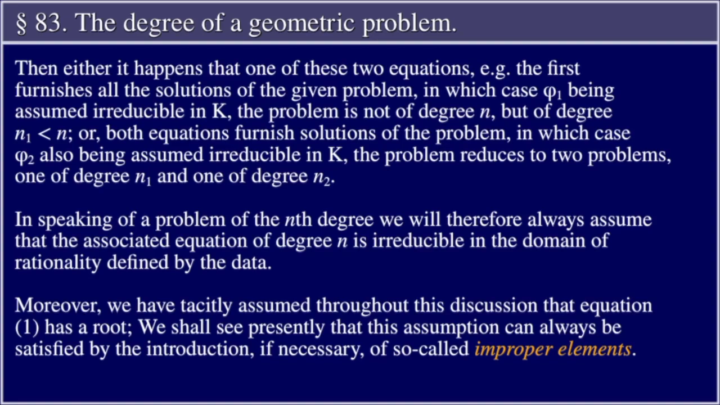Or both equations furnish solutions of the problem, in which case phi2 also being assumed irreducible in K, the problem reduces to two problems, one of degree n1 and one of degree n2. In speaking of a problem of the nth degree, we will always therefore assume that the associated equation of degree n is irreducible in the domain of rationality defined by the data. Moreover, we have tacitly assumed throughout this discussion that equation 1 has a root. We shall see presently that this assumption can always be satisfied by the introduction, if necessary, of so-called improper elements.